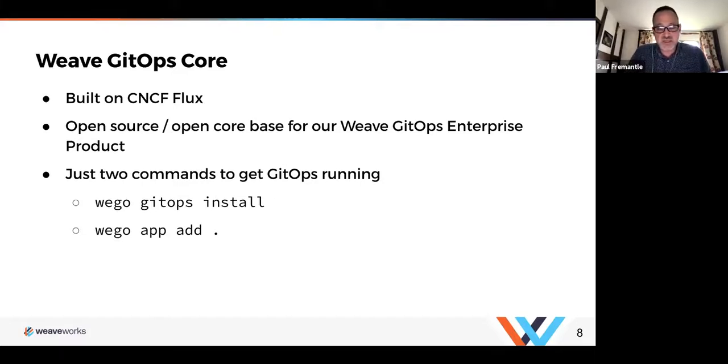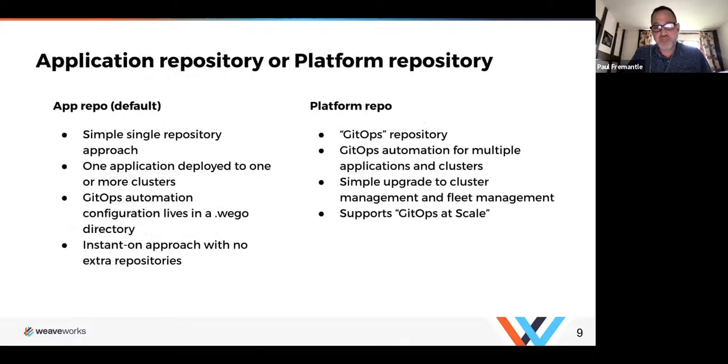And there are just 2 commands required to get GitOps running on your system. GitOps install installs the GitOps runtime into a cluster, and then app add basically adds an application definition and configures that application to deploy into the cluster. So it's really straightforward. There are a couple of different models which I'll explain as we go through.